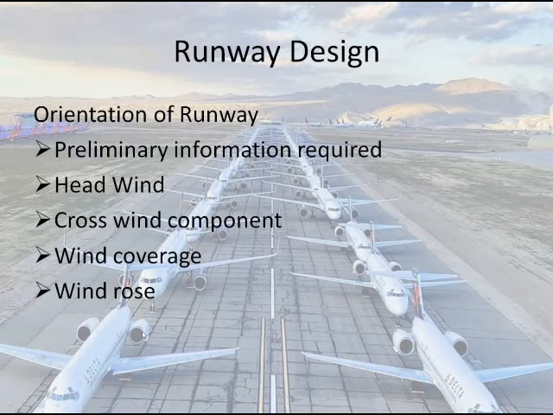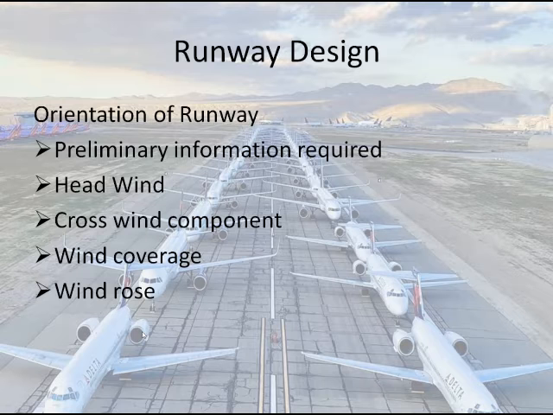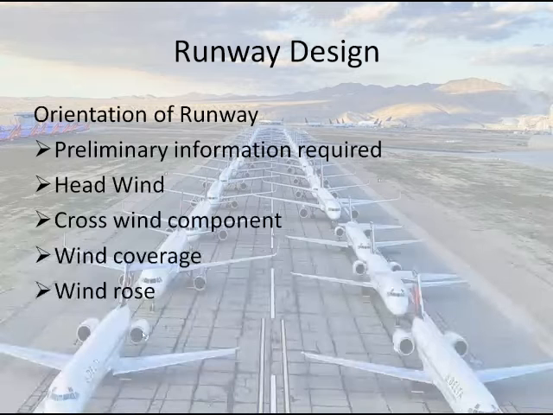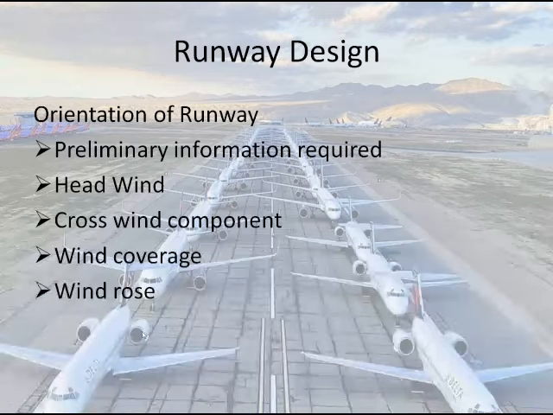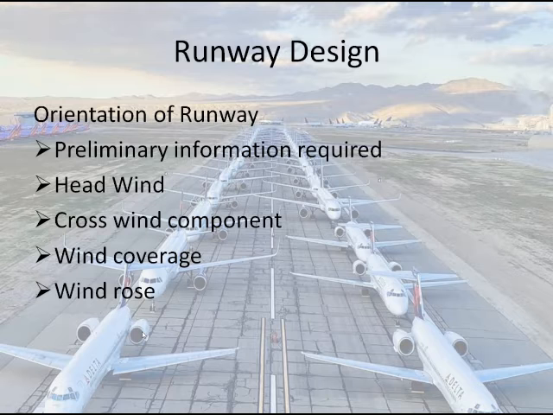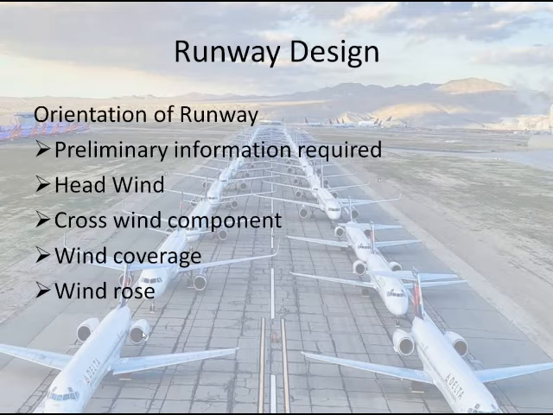Next, moving on, the wind coverage. The percentage of time in a year during which the crosswind component remains within the limit of 25 kmph is called the wind coverage of the runway. The orientation of the runway should be such that the minimum wind coverage of about 95% is obtained. For busy airports, it is possible to obtain wind coverage up to 98% or even 100%. Fifth one is the windrows.